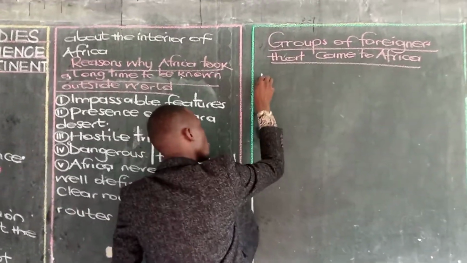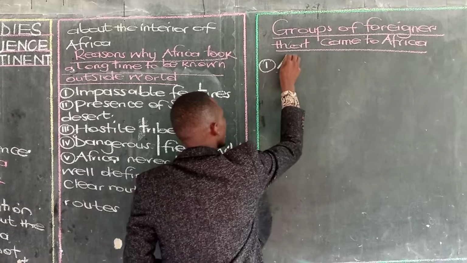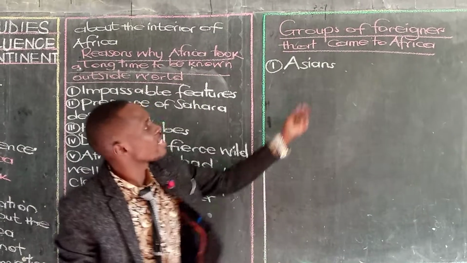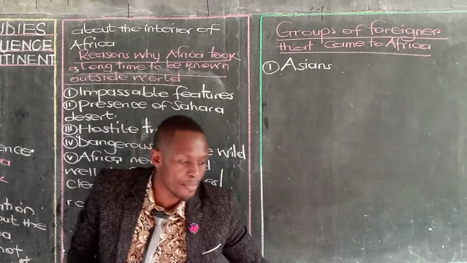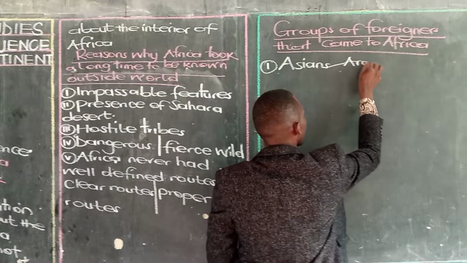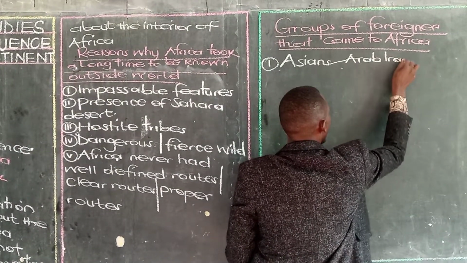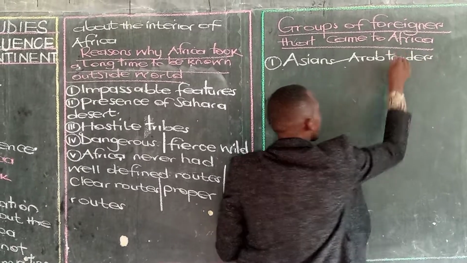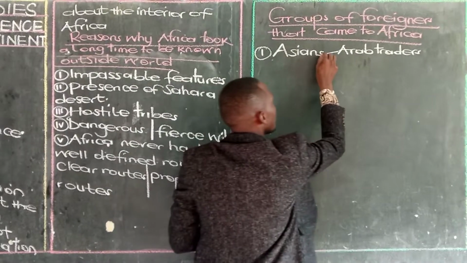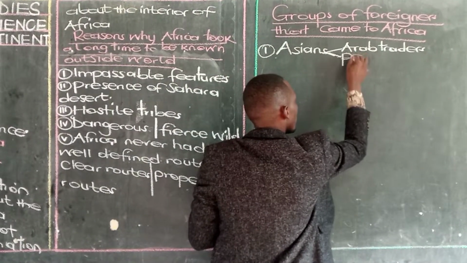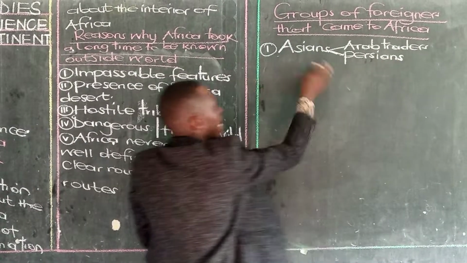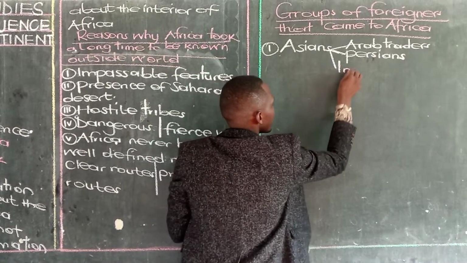The very first group, boys and girls, we can talk about is the Asians. Under Asians, we can subdivide this into three groups. One of them, we had Arab traders. Don't forget that Arab traders were the first group of foreigners to come to Africa. And then the other group, we had the Persians. The very last group of Asians, we had the Indians.